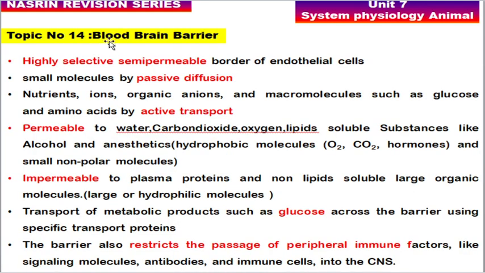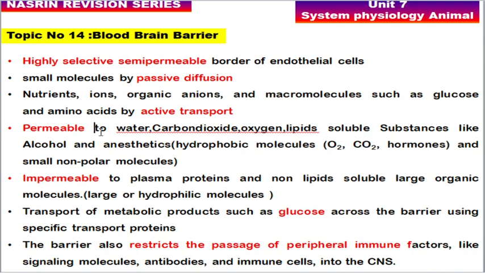Okay, so the next topic is the blood-brain barrier. It is a highly selective semi-permeable membrane lining the endothelial cells of the nerves. Small molecules pass through this blood-brain barrier by passive diffusion, whereas nutrients, ions, organic anions, or macromolecules like glucose and amino acids pass through by active transport. This blood-brain barrier is permeable to water, carbon dioxide, oxygen, lipids, and lipid-soluble substances like alcohol and anesthetics, and also hydrophobic molecules like hormones and small non-polar molecules.